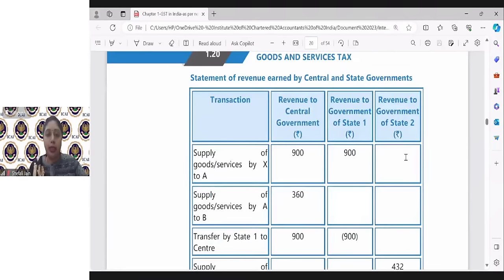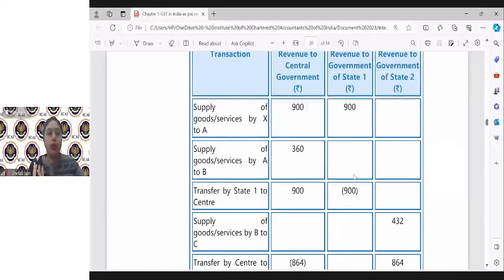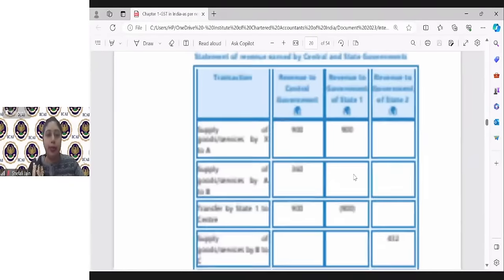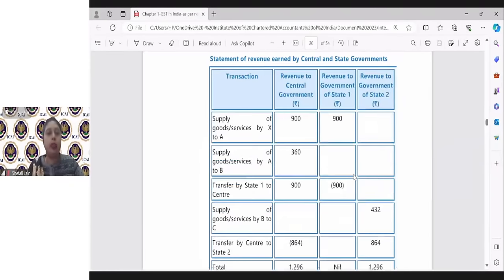Let us see this with the help of this revenue table. This is for all the three transactions. First is supply of goods or services by X to A. So when X is selling goods to A, 900 CGST, 900 SGST was charged and it went to center and state's account, state 1. Then when goods were sold by A to B, additional 360 had to be paid by A to B, yes. So additional 360 were to be paid in cash. So that cash has gone to central government because it was an IGST amount.